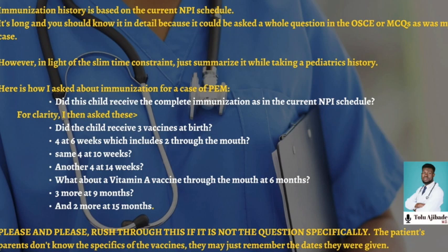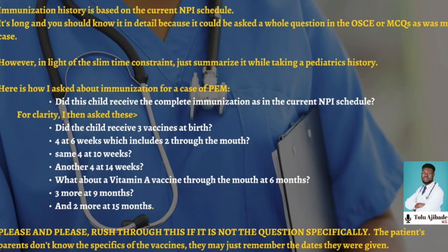So here's how the immunization question is asked. For example, for the case of the PEM that I mentioned earlier, which I got as a question, what I did was ask, did this child receive the complete immunization as in the current Nigerian program of immunization schedule? And the person said, yes, she got all her immunizations. Then for clarity, you could ask a few other questions, so it doesn't seem too general, because what if the person didn't get everything but thought the child was totally immunized?